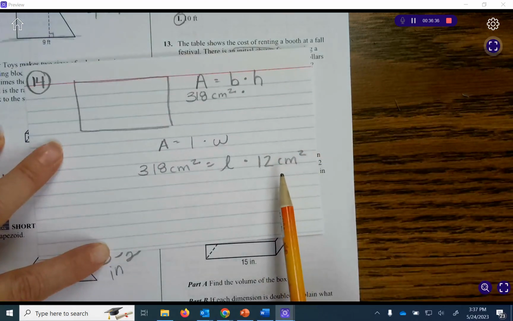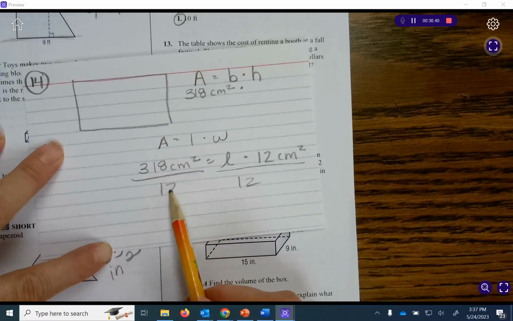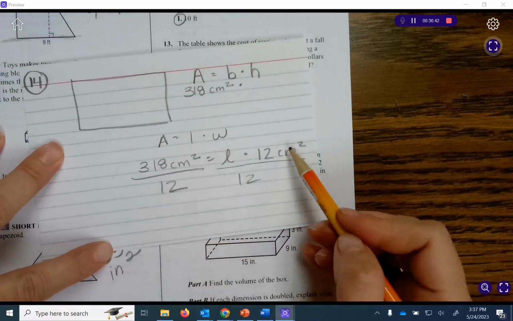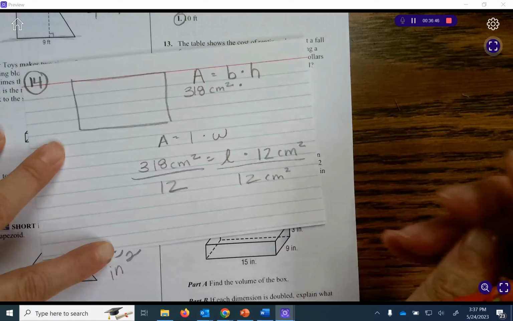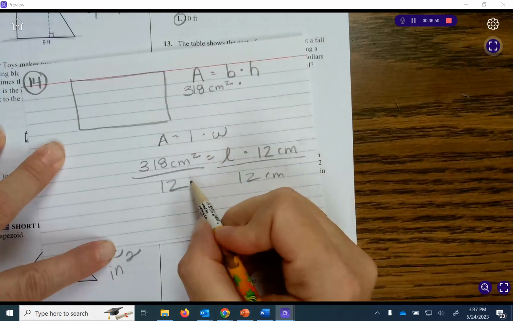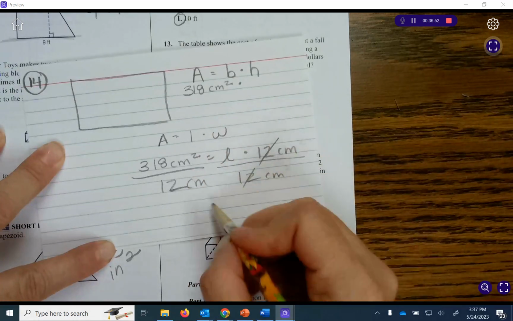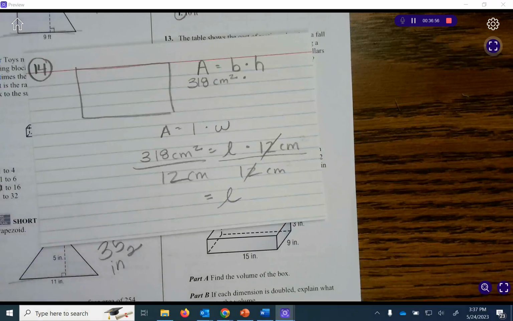Okay, so now what we're going to do is divide by 12 to get our answer. 12 centimeters, sorry. I'm trying to rush, I apologize. So we have L equals, and then we have to figure out 318 divided by 12.